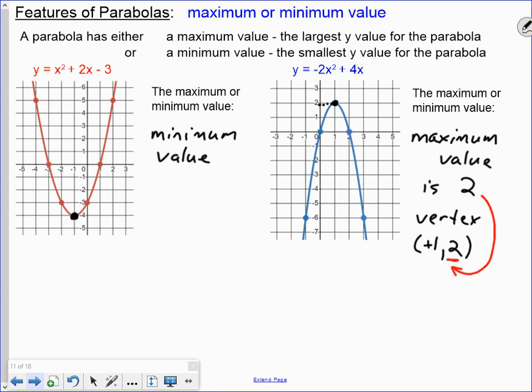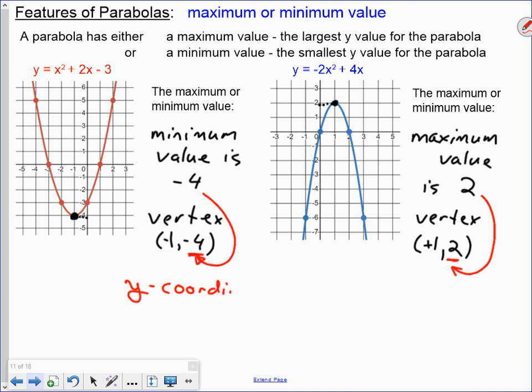And again, that minimum value is going to be -4, because that's the lowest y value reached by our parabola. Our vertex here is (-1, -4). Again, this minimum value is the same as the y value of our vertex. So our maximum value or our minimum value is always the y coordinate of the vertex.